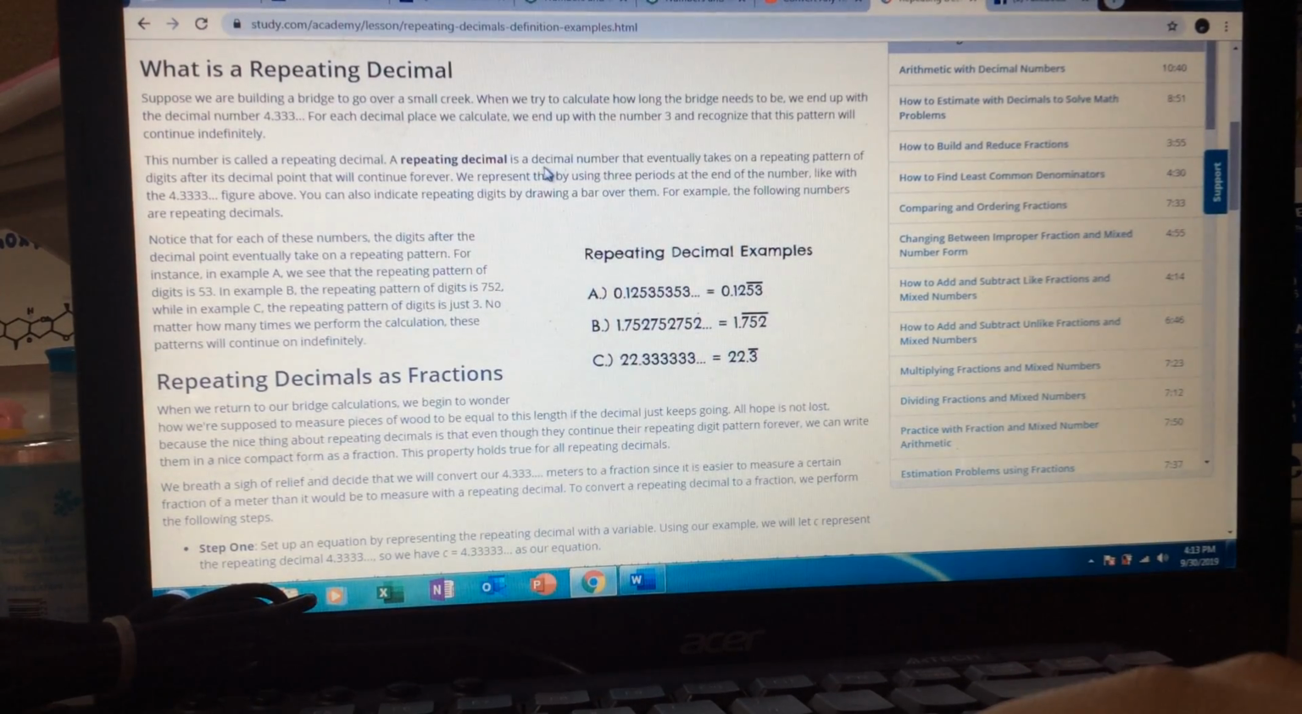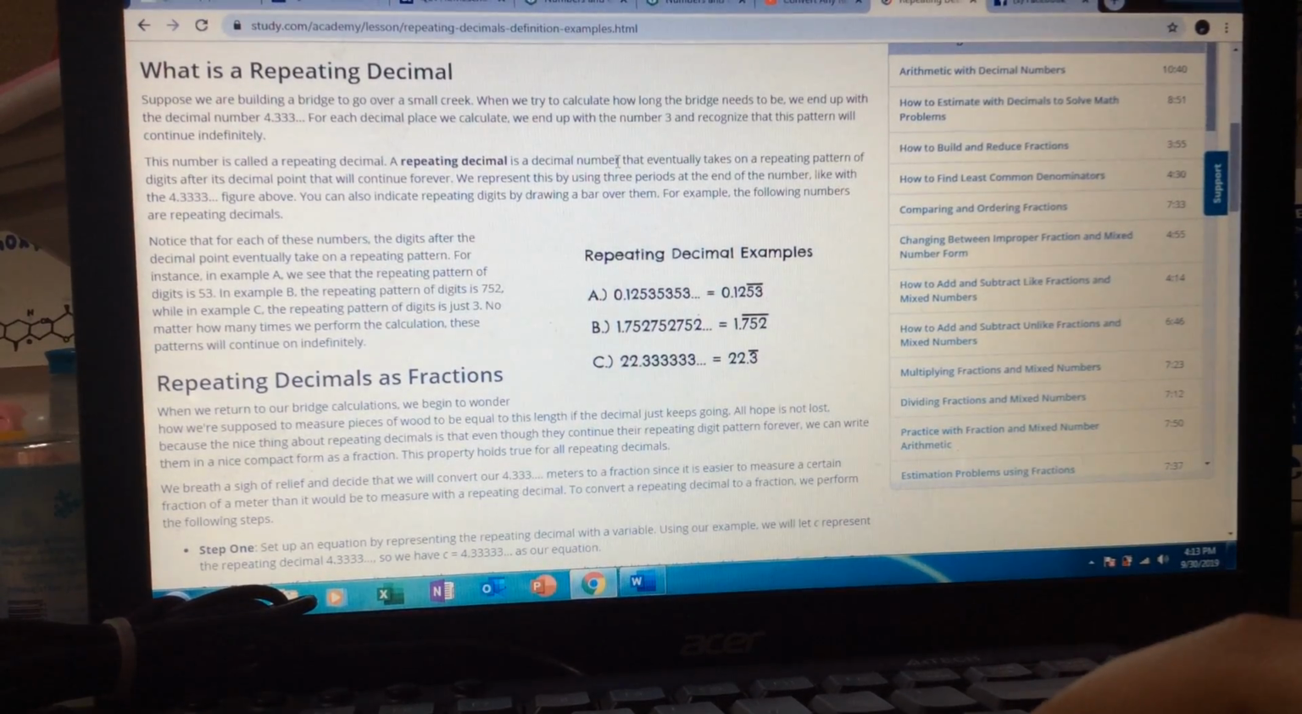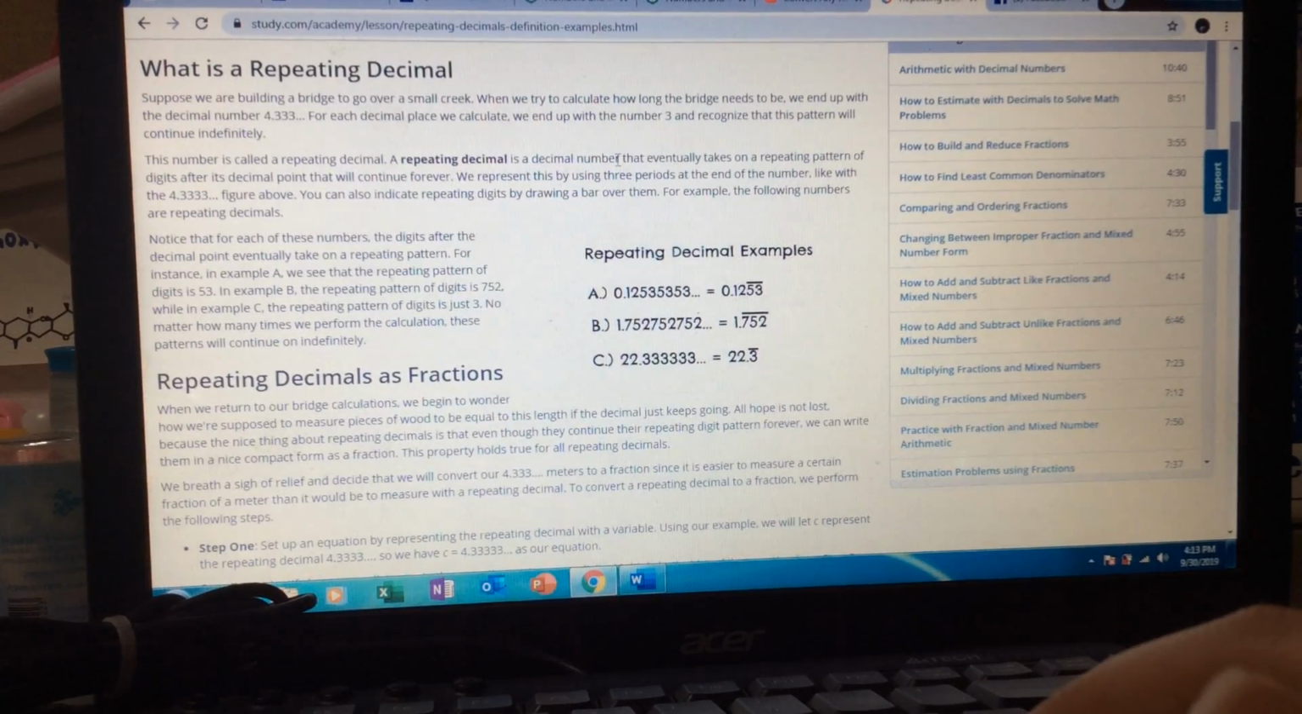A repeating decimal is a decimal number that eventually takes on a repeating pattern of digits after its decimal point that will continue forever. We represent this by using 3 periods at the end of the number, like with the 4.3333 figure above. You can also indicate repeating digits by drawing a bar over them.